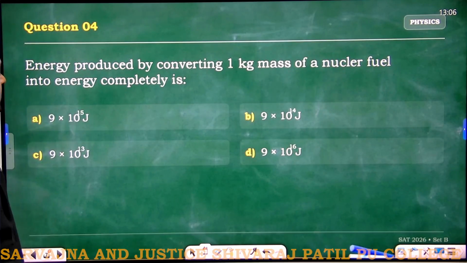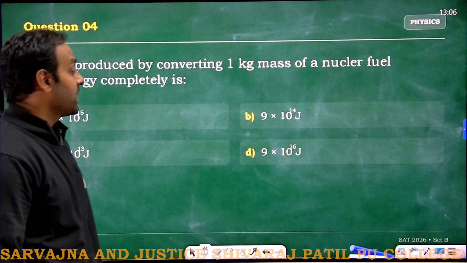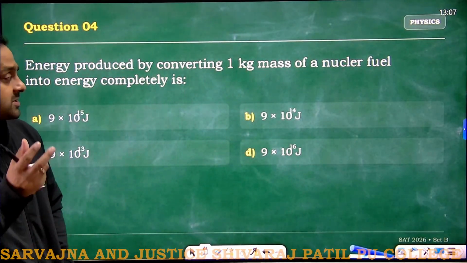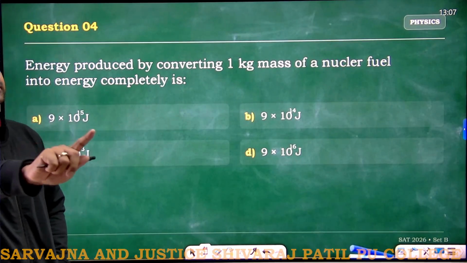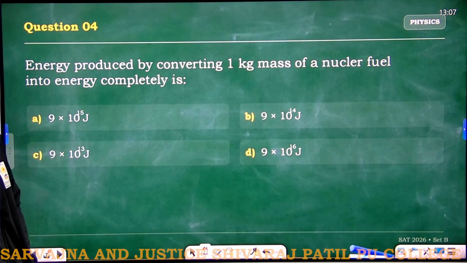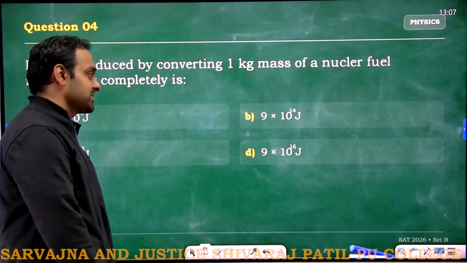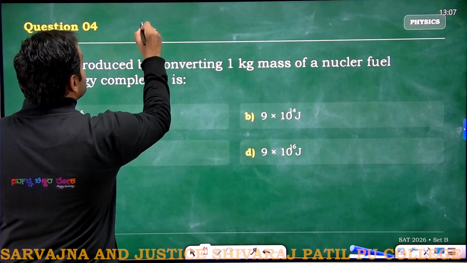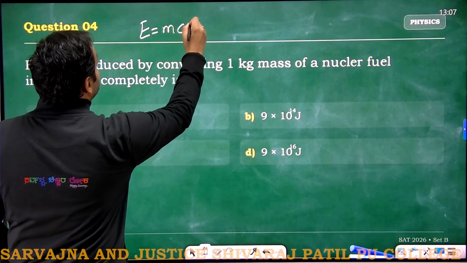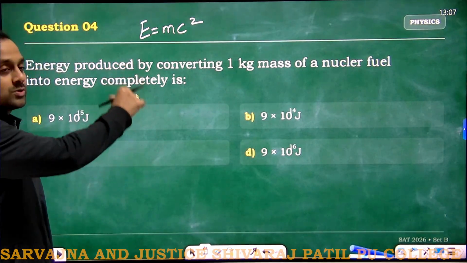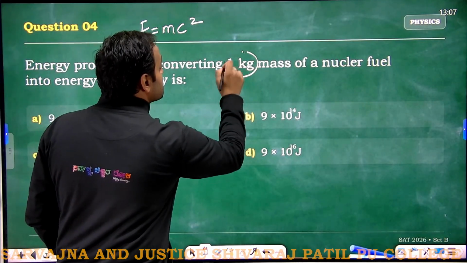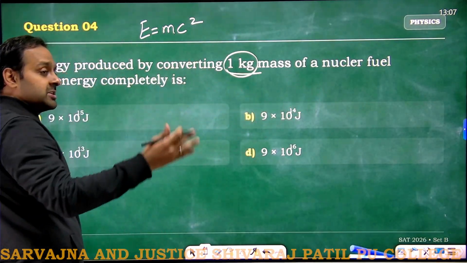Now next one, energy produced by converting 1 kg mass of nuclear fuel into energy completely. 1 kg of mass ನಾವು ತಗೊಂಡು ಅದನ್ನ ಎನರ್ಜಿಯಲ್ಲಿ ಕನ್ವರ್ಟ್ ಮಾಡಿದ್ರೆ ಎಷ್ಟು ಎನರ್ಜಿ ಬರುತ್ತೆ? In this we use a very famous equation by Einstein that is called the mass energy equation. E is equal to mc square. So if you use E is equal to mc square, you will be able to understand how much energy comes from converting 1 kg of mass into energy.